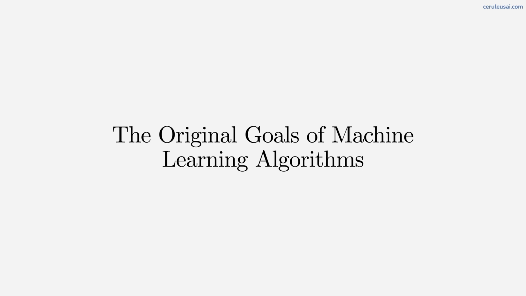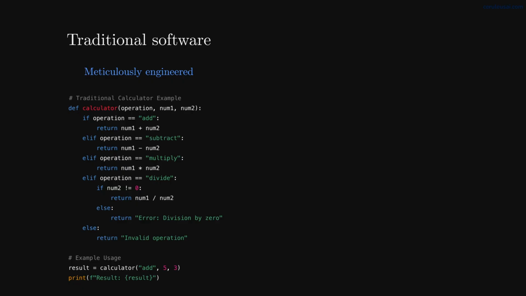Hello everyone. In this video, I want to explore why and how machine learning came to be, and what makes it different from regular software. Let's start by thinking about traditional software. In traditional software, you spell out every instruction, every step for the computer to follow.